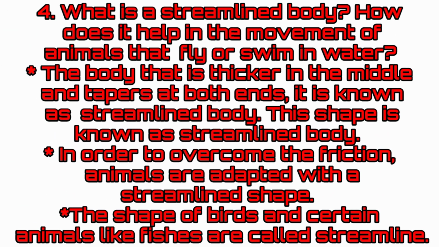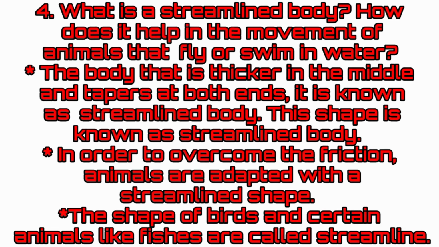Fourth question, what is a streamlined body? How does it help in the movement of animals that fly or swim in water? The body that is thicker in the middle and tapers at both ends is known as a streamlined body. This shape is known as streamlined. In order to overcome friction, animals are adapted with a streamlined shape. The shape of birds and certain animals like fishes are called streamlined.